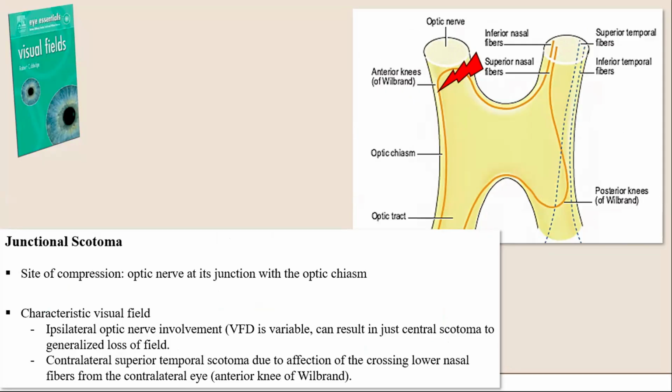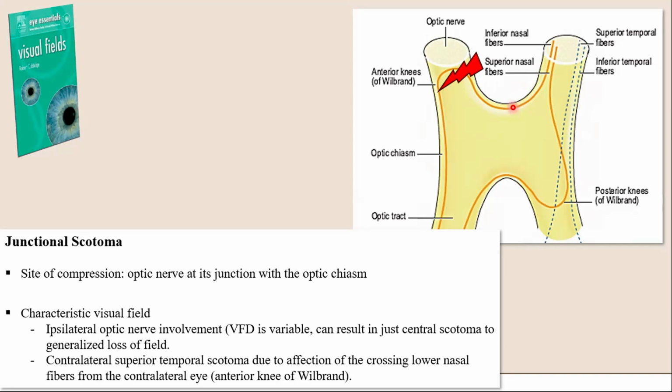To summarize junctional scotoma, you need to understand the anatomical basis, specifically the course of the lower fibers here. You see, the inferior nasal fibers. So these inferior nasal fibers are located in the anterior part of the optic chiasm, as I mentioned earlier.